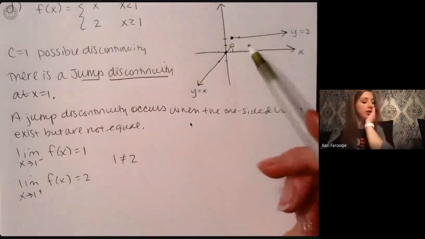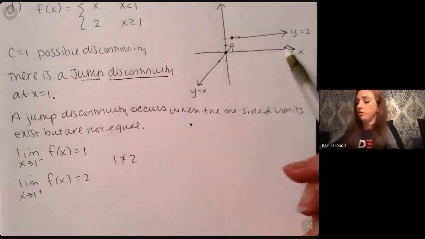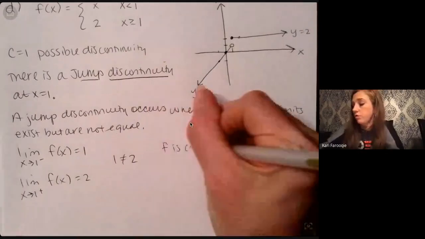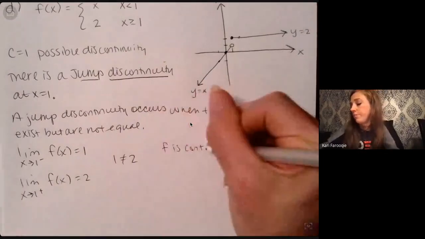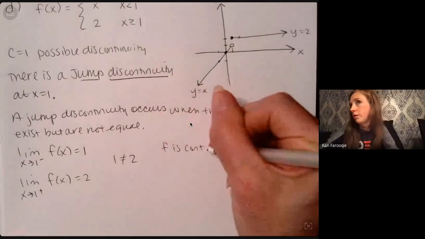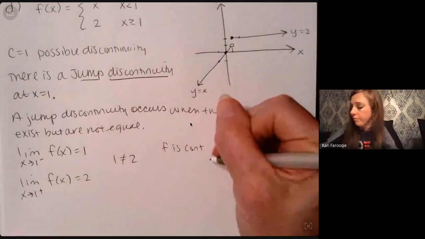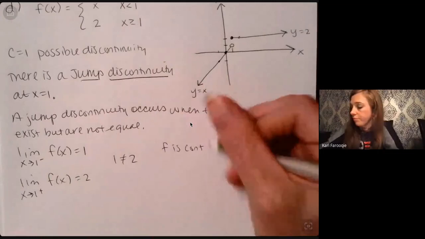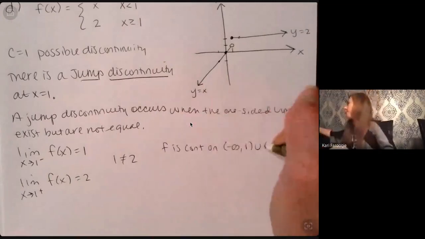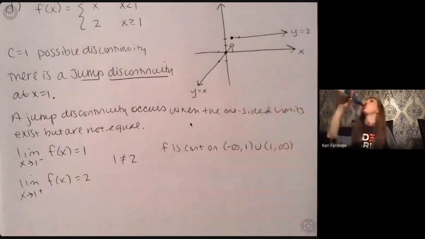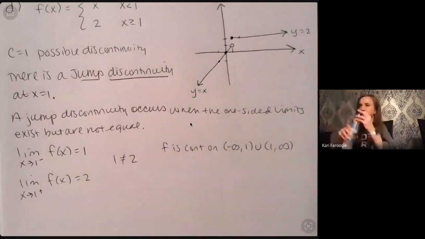We should state where it is continuous. So we could say that f is continuous on its domain, excluding the value 1. Okay, so 1 is the problem there.